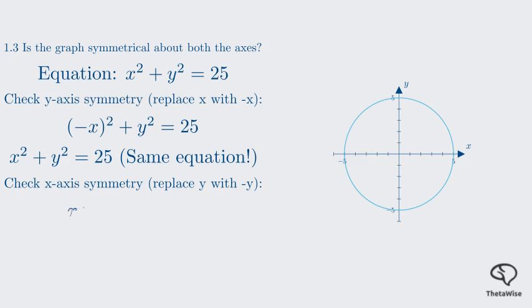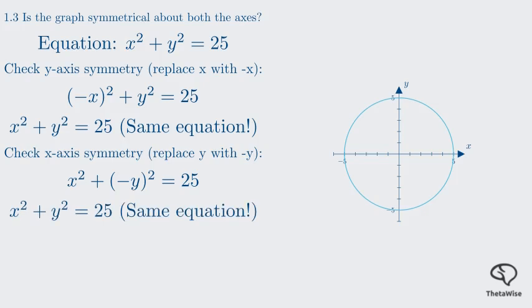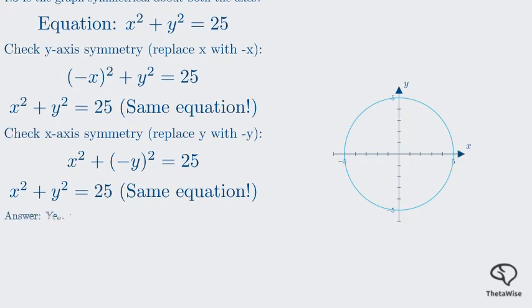Replacing it with negative y, we get x squared plus negative y, all squared equals 25. Squaring negative y gives y squared. So again, the equation remains x squared plus y squared equals 25. Since the equation is unchanged, the graph is also symmetrical about the x-axis. The top half is a mirror image of the bottom half. Therefore, the answer to 1.3 is yes. The graph is symmetrical about both the x and y axes.